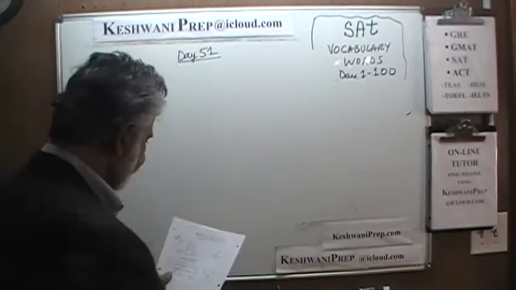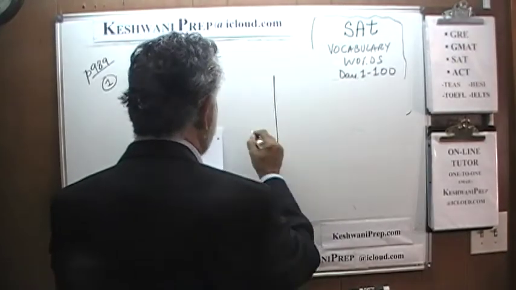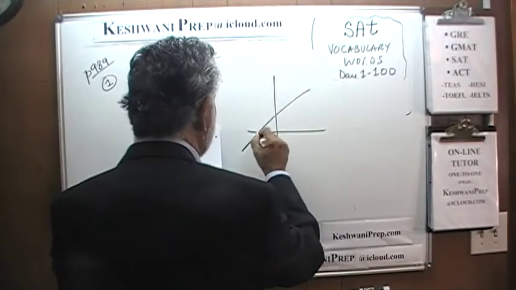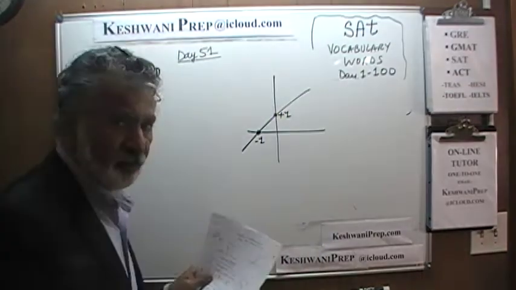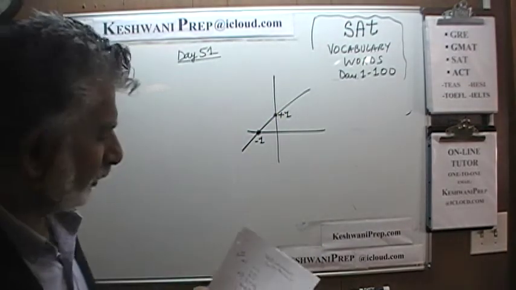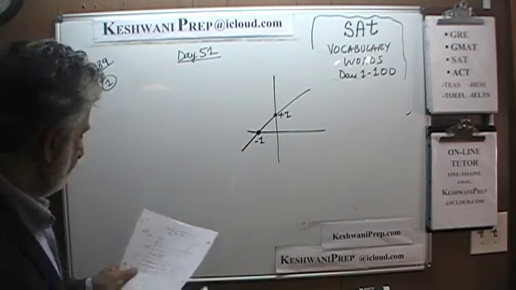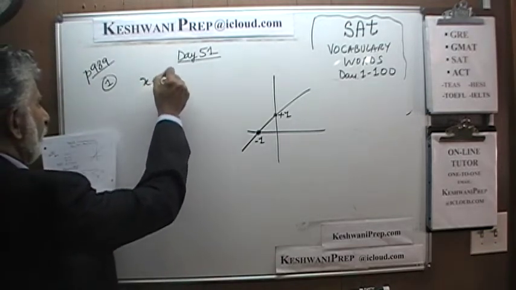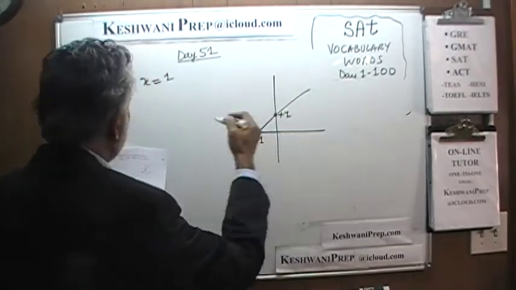Number 1. We are given a graph here. Very straightforward, simple graph. It goes through -1 and +1. The y-intercept is +1, the x-intercept is -1, and our job is to simply identify the corresponding equation. And of course it's not x equal to 1. X equal to 1 would simply be a vertical line at x equal to 1.